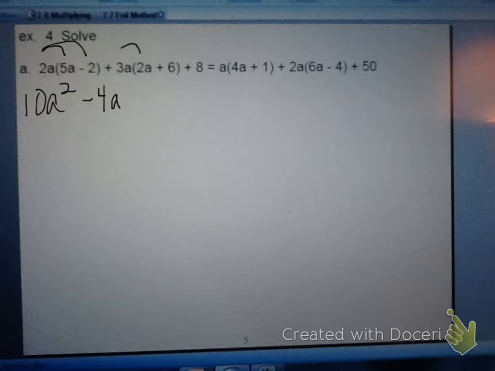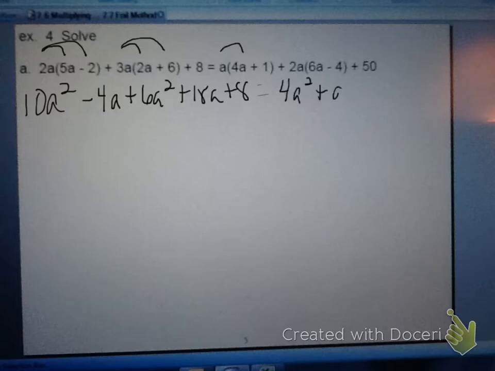We have to do the distributive property in the second parentheses. So that's a positive 6a squared plus 18a. Bring down the plus 8 is equal to, now on the other side of the equal sign we have to do the distributive property, and we get 4a squared plus 1a, or I could just say a. Do the distributive property again, 12a squared minus 8a plus 50. Now I'm going to combine like terms on each side of the equal sign.